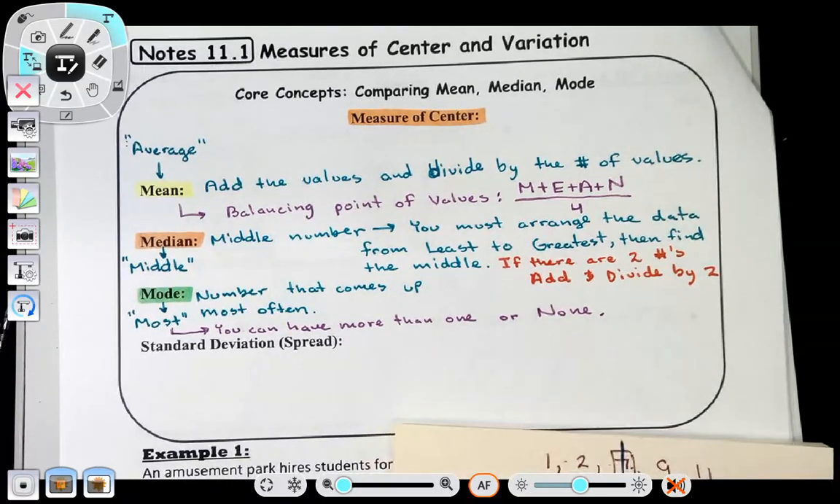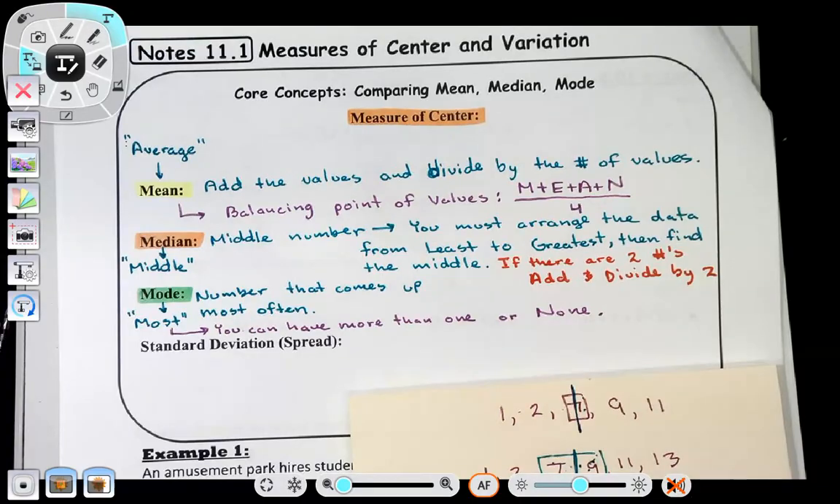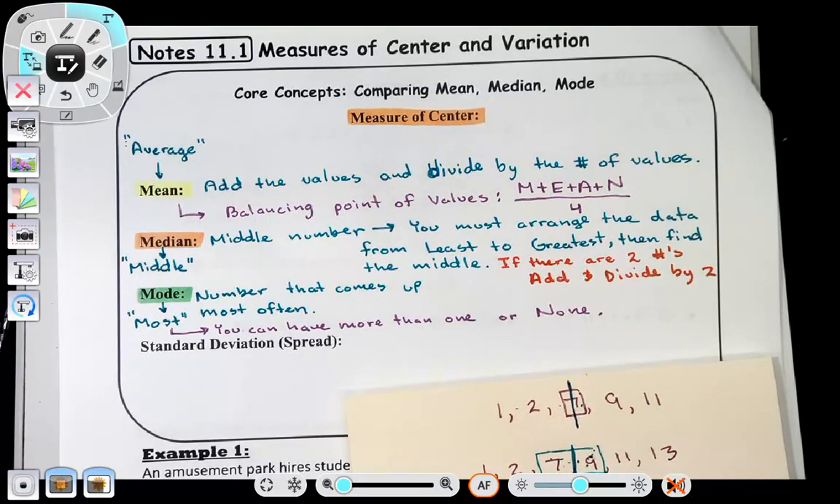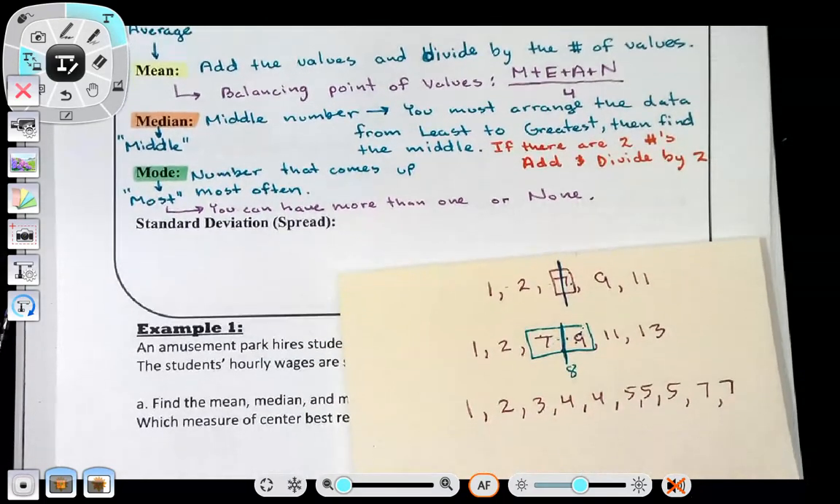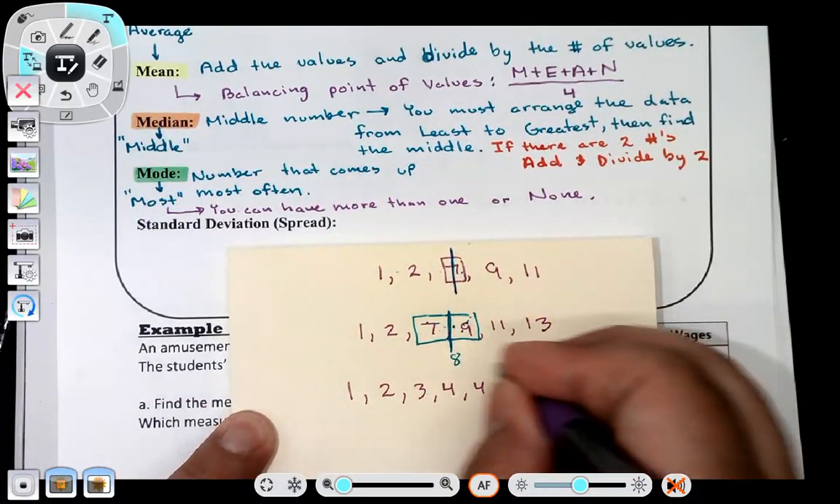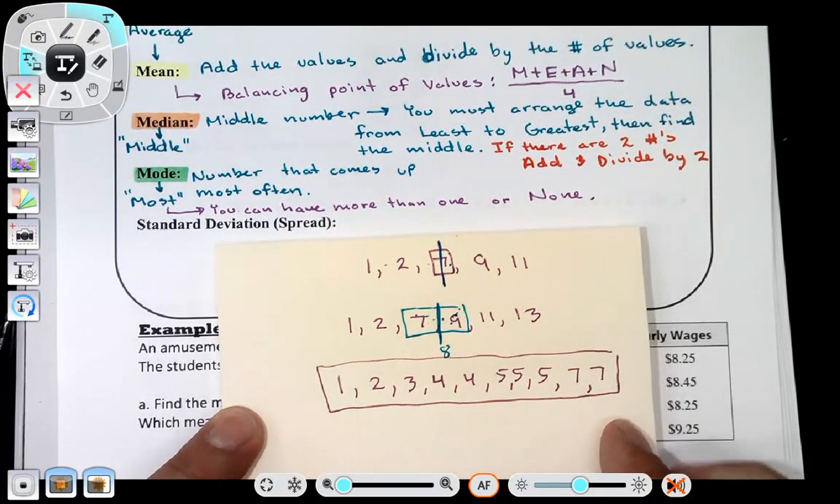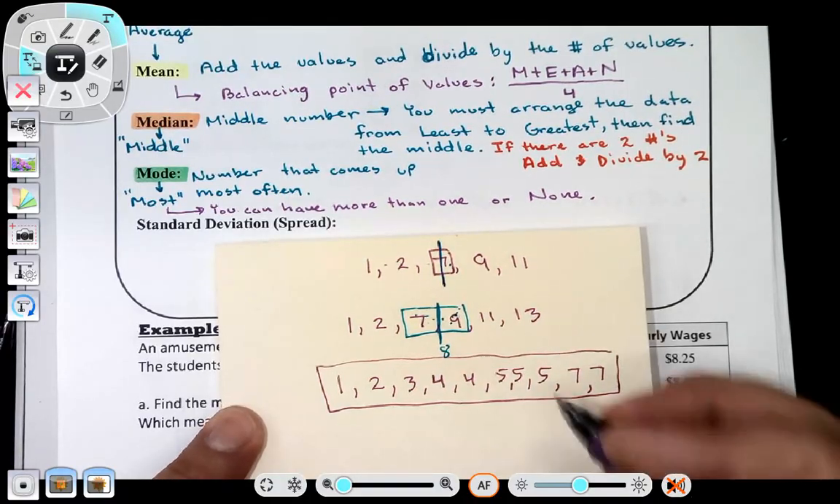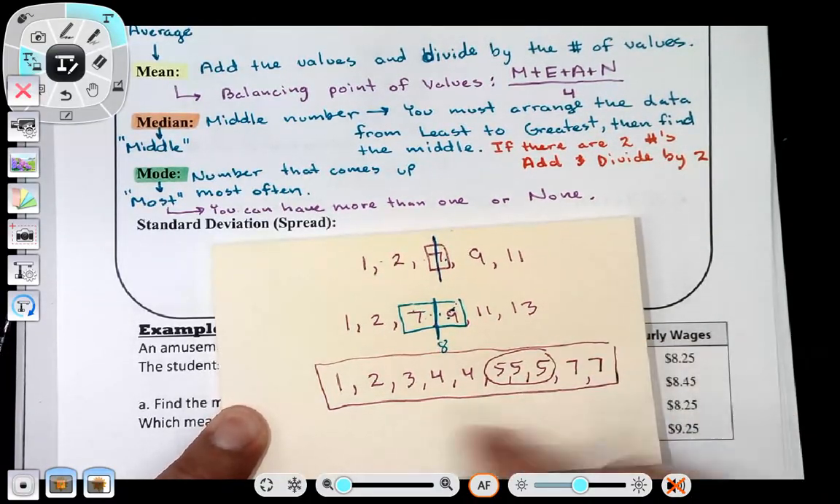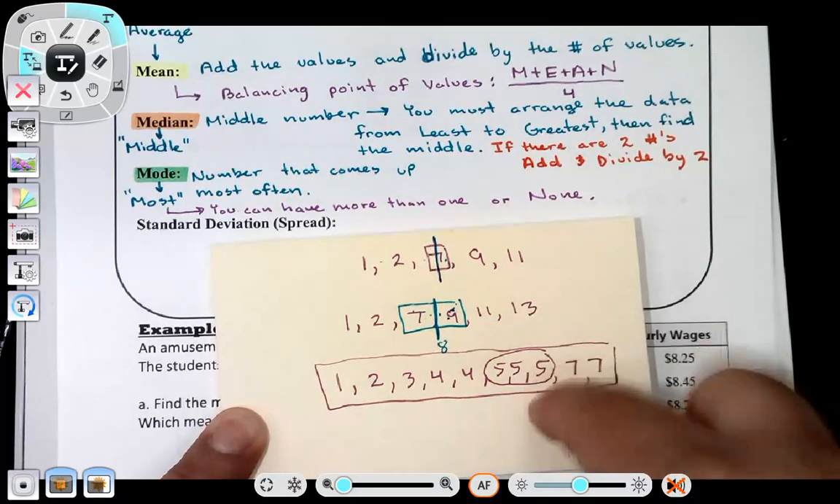So let me show you another quick example while you're catching up with the writing there. Let's see, if I gave you a list and went 1, 2, 3, 4, 4, 5, 5, 5, 7, 7. Okay. All right, so check this out. In this list of numbers, what would be your mode? Which one? The 5. Why? Because it happened 3 times. Did any other number repeat 3 times? That would be my mode.